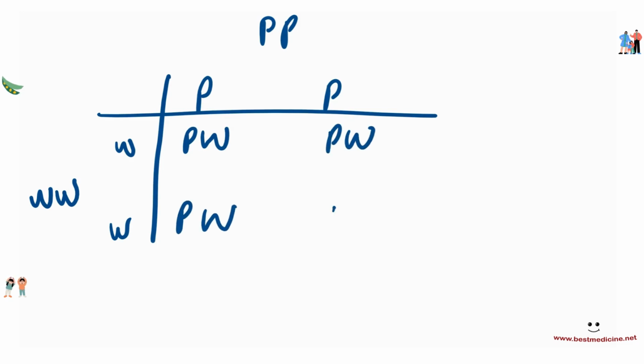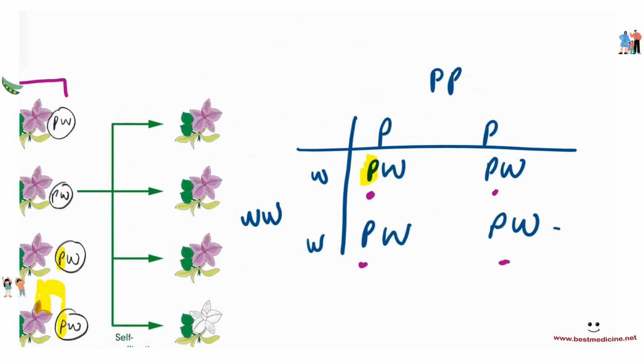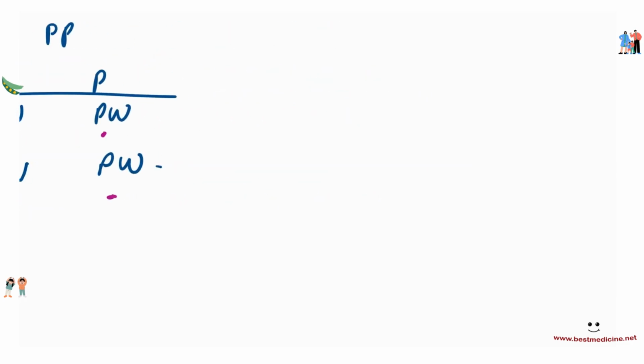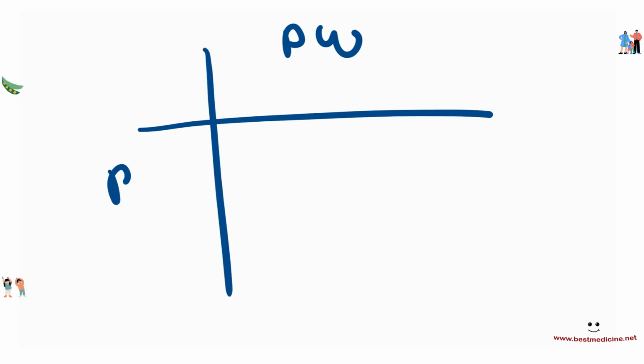And because P is dominant, all of them are going to be purple, because P is dominant and it masks the effects of the white recessive allele. But what happens if you cross this F1 generation with each other? Well, if you cross them with each other, let's have a look. All the F1 generation, we're crossing them with each other. So the F1 generation was PW here and PW here.